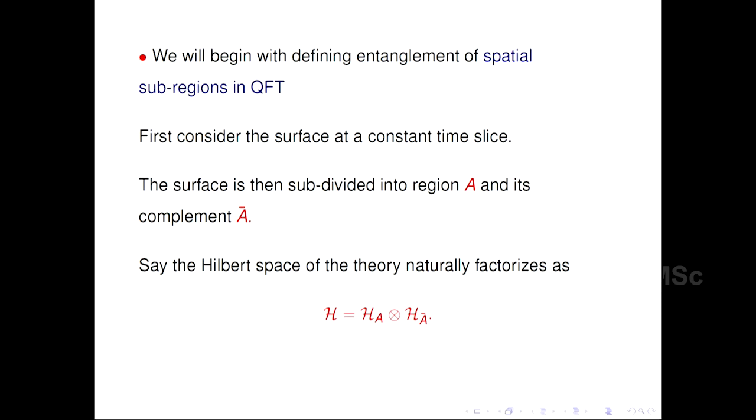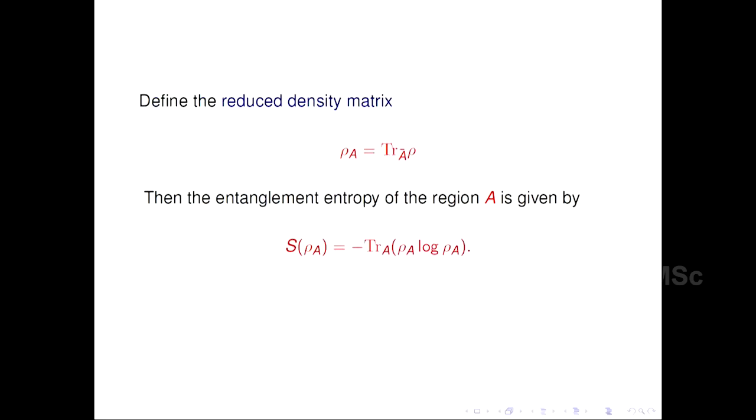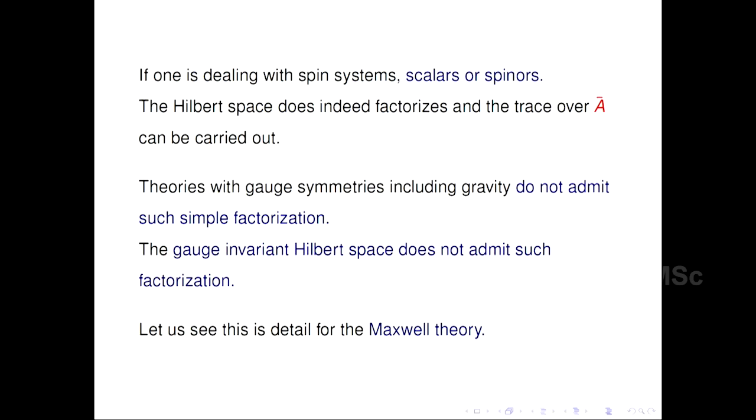And suppose the Hilbert space factorizes into two subparts. Then one evaluates the reduced density matrix by tracing over the complement region and takes the von Neumann entropy of that particular reduced density matrix. And that's your definition. If you're dealing with spin systems, or a lattice system in which degrees of freedom are spins, then the Hilbert space does factorize, this trace can be carried out, and in principle you can evaluate the entanglement.